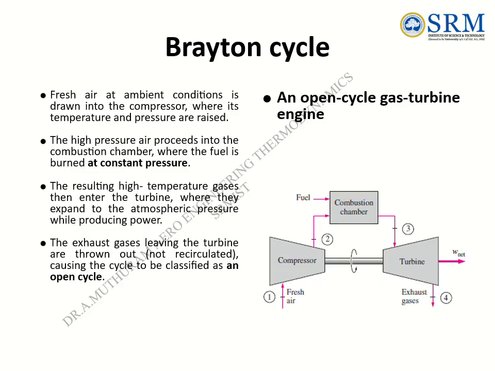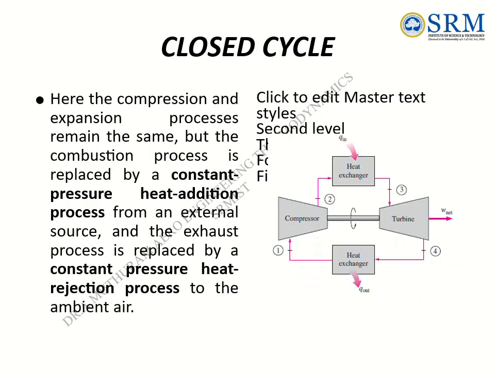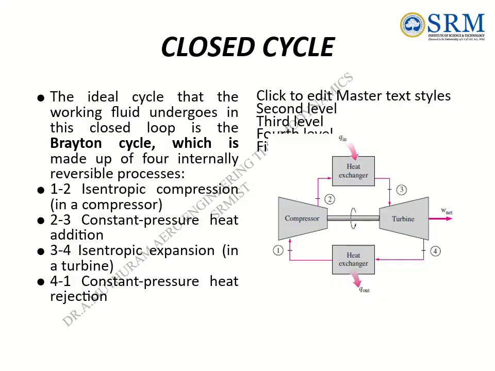The exhaust gases leaving the turbine are thrown out, not recirculated, causing the cycle to be classified as an open cycle. Here, the compression and expansion processes remain the same, but the combustion process is replaced by a constant pressure heat addition process from an external source, and the exhaust process is replaced by a constant pressure heat rejection process to the ambient air. The ideal cycle that the working fluid undergoes in this closed loop is the Brayton cycle, which is made up of 4 internally reversible processes.